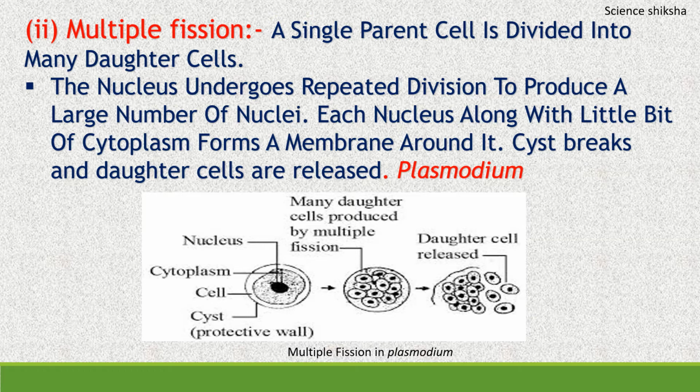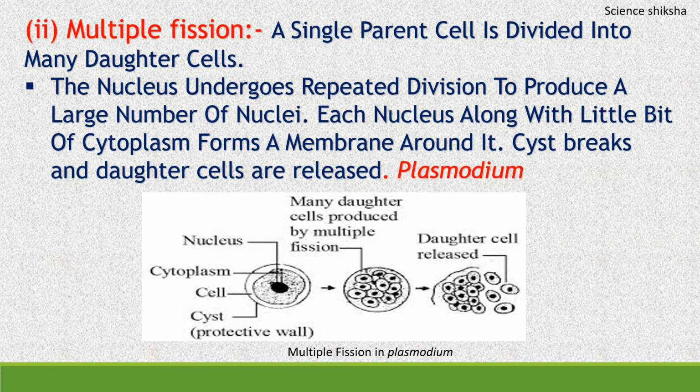Next type of fission is multiple fission. Multiple means many. It means a single parent cell is divided into many daughter cells. Multiple fission can be easily explained in case of Plasmodium.